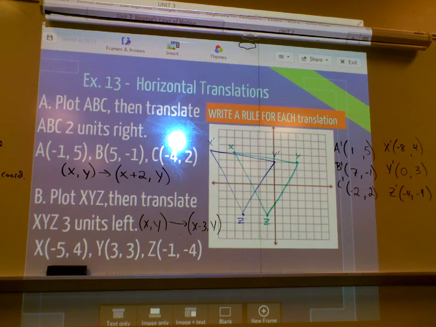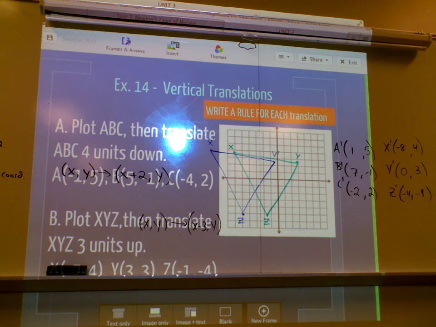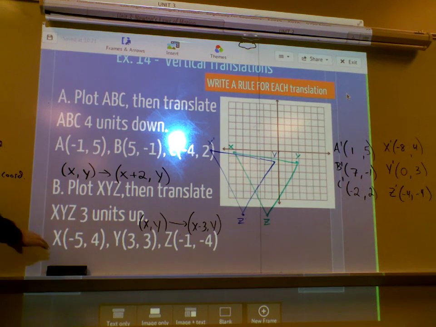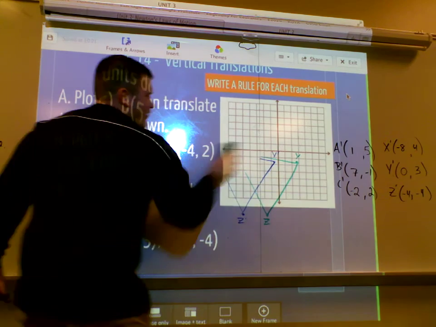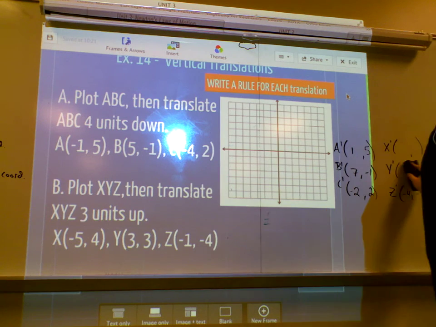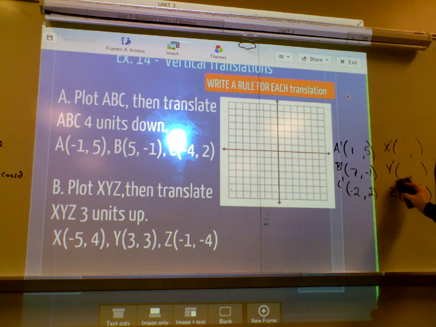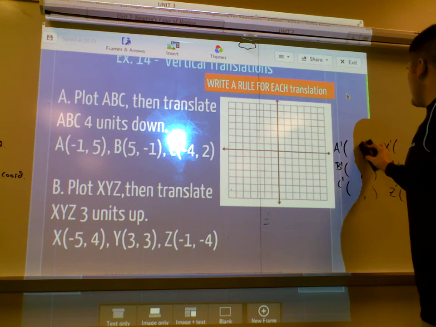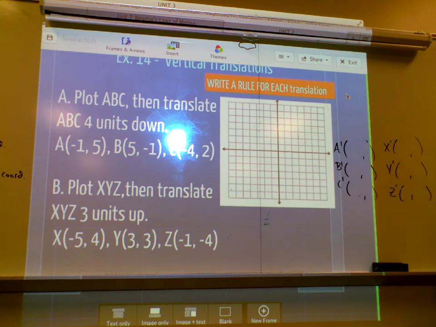So what do you think the next one is? Vertical. So it will not look like that. Well, it'll start out like X, Y, Z, but I'm off the graph, so let's erase it. If I have a vertical translation, what am I changing now, X or Y? We're changing Y. So the last one was horizontal because we changed only X. This one's vertical because we're changing only Y.